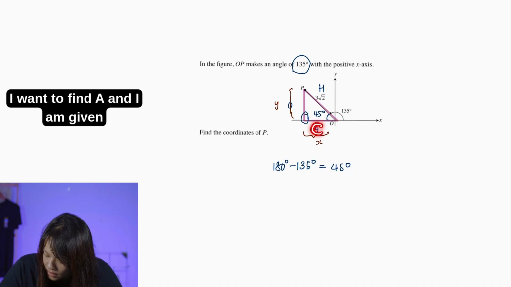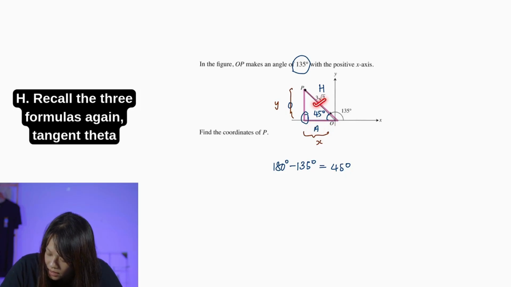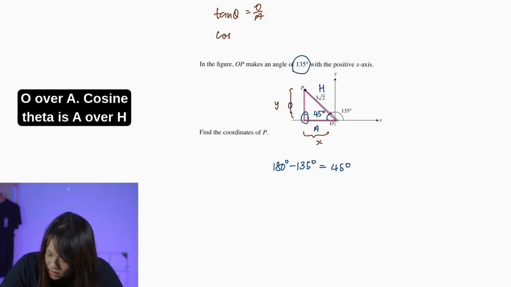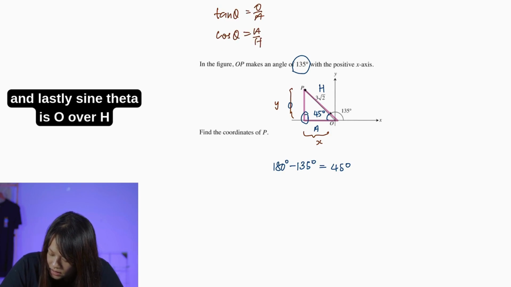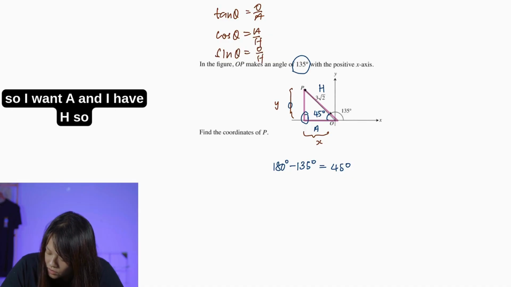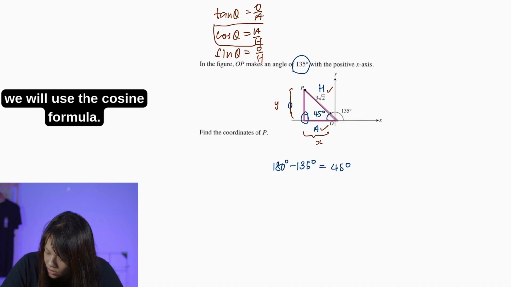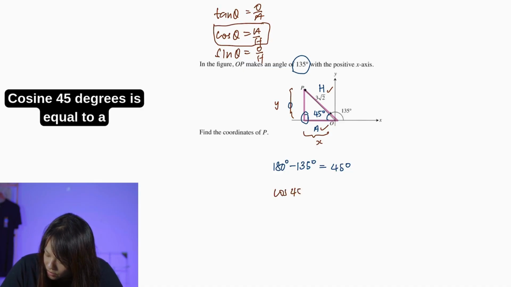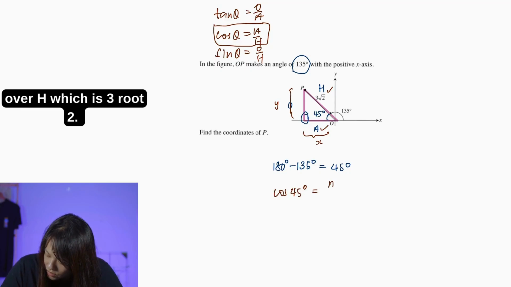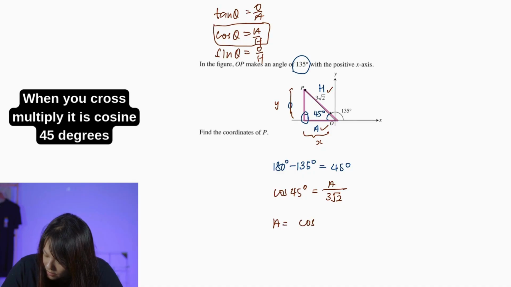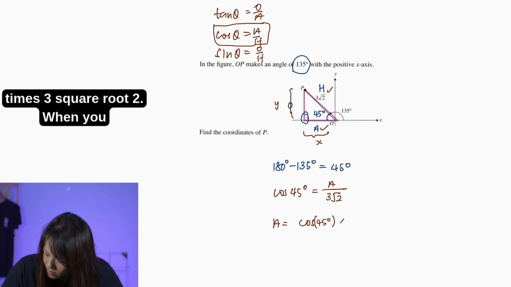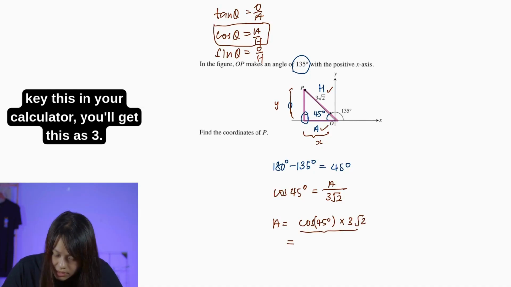I want to find A, and I am given H. Recall the three formulas again. Tangent theta, O over A. Cosine theta is A over H. And lastly, sine theta is O over H. I want A and I have H, so we will use the cosine formula. Cosine 45 degrees is equal to A over H, which is 3 root 2. When you cross multiply, it is cosine 45 degrees times 3 square root 2. When you key this into your calculator, you'll get 3.